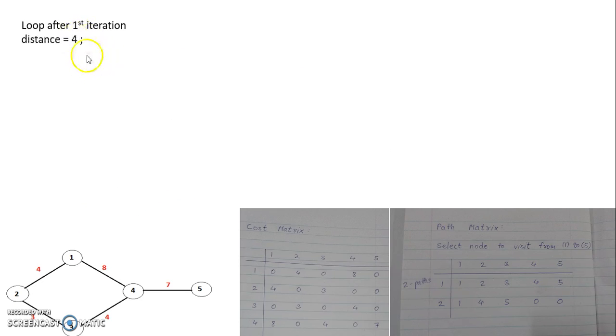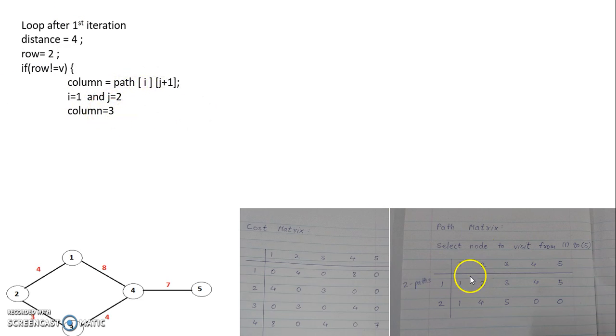After the first iteration, the distance will be equal to 4 and the row now will be incremented to 2. Now this will enter into this if statement. Column equal to path of I and j plus 1. Value of I is 1 and value of j is 2. So the column value will be determined using this matrix, I and j plus 1. So 1 and 3, the value is 3. So column value will be 3.